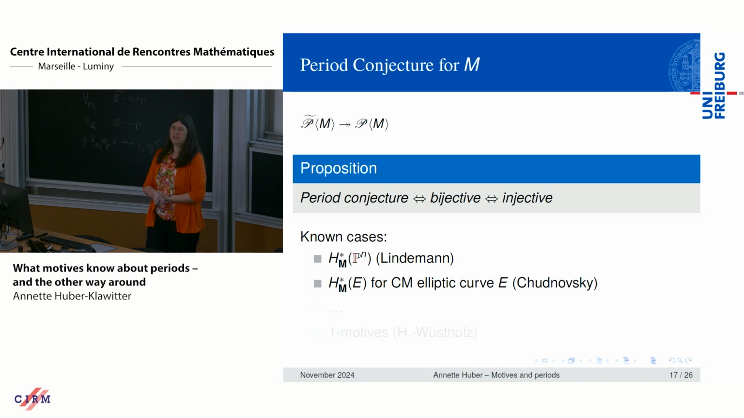The only other case, if I understand this correctly, the only other case where we understand the full motive of an algebraic variety is the case of CM elliptic curves.